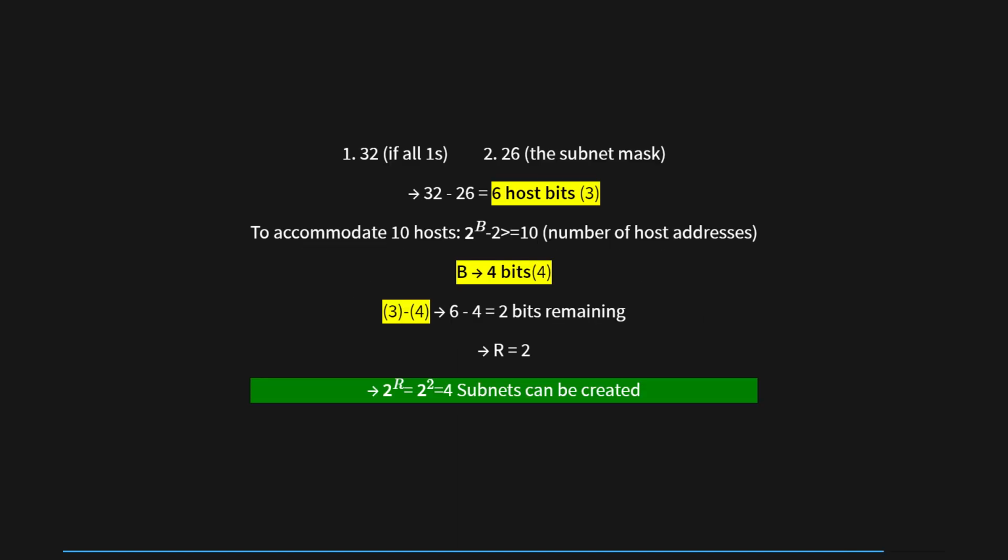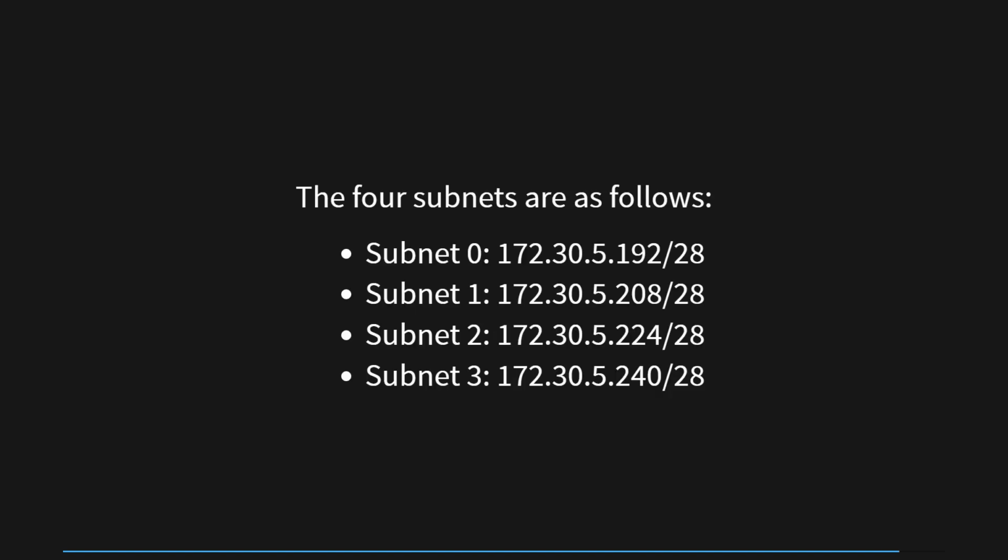To satisfy the 10 host requirement, we leave 4 bits. 2 to the power of 4 minus 2 equals 14 hosts per subnet. With a total of 6 host bits, we borrow 2 bits to create the subnets. 2 to the power of 2 equals 4 subnets. The starting subnet mask is /26, 255.255.255.192. By turning on the next 2 bits in the subnet mask, it becomes /28, 255.255.255.240. The subnet multiplier is 16. The 4 subnets are as follows.